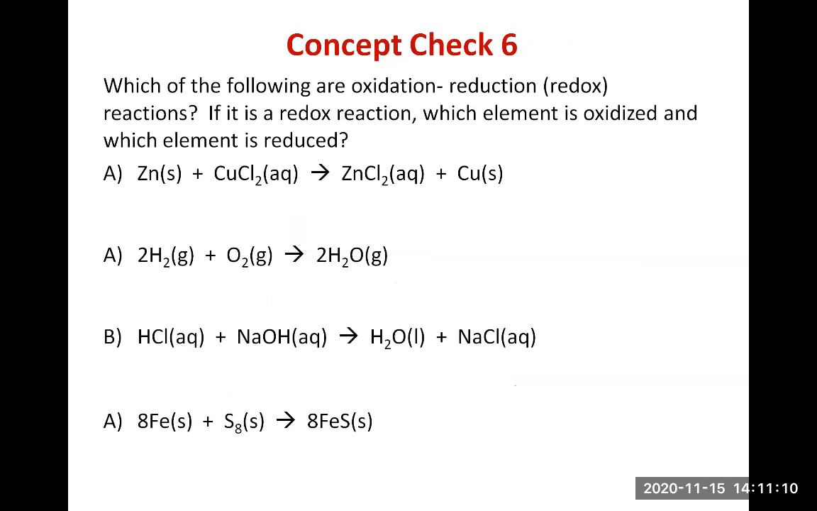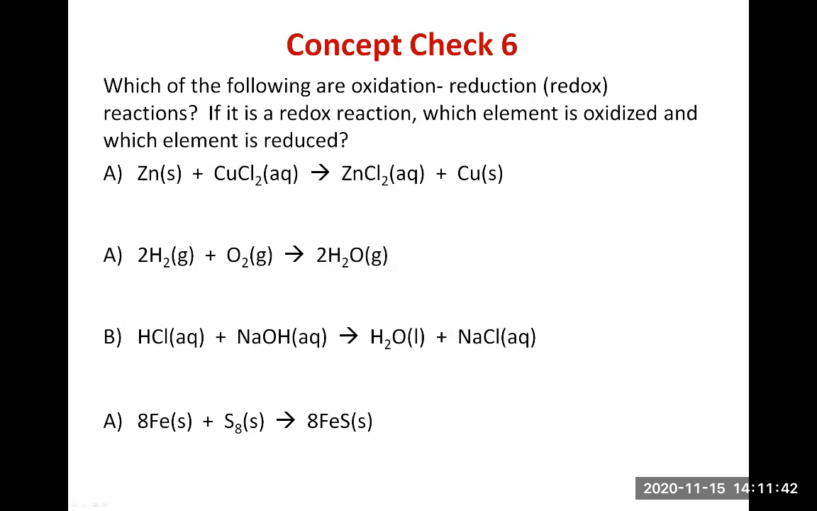So let's practice this. It requires a lot of practice for you to master this. Which of the following are oxidation reduction reactions, or redox reactions? And if it is a redox reaction, which element is oxidized and which element is reduced? So you have all these examples. I want you to pause the video and try this on your own, because it's only if you try on your own that you will start to learn. So let's go over the first example.